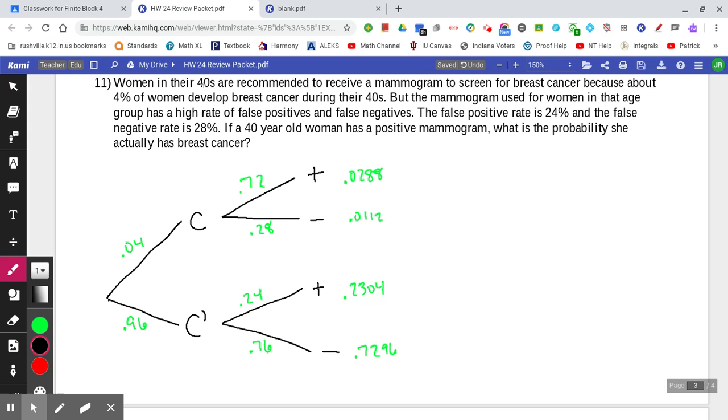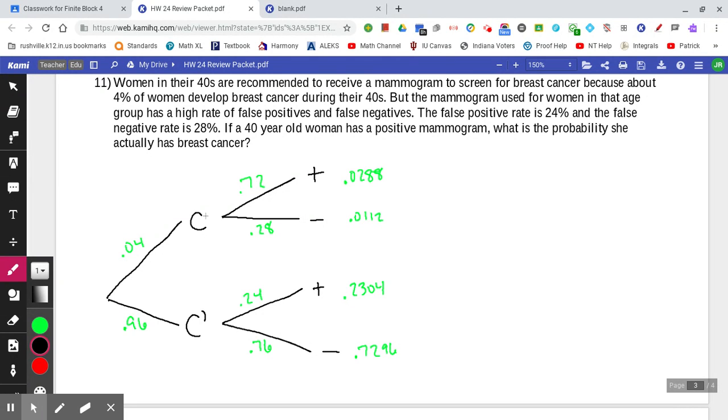And it said women in their 40s, that about 4% of women develop breast cancer. So breast cancer, that's going to be 0.04, and then complement rule, 1 minus the 0.04. So this is describing women in their 40s. And this is data. I'm not exactly sure how old this data is, but at one point this data was based on true data. Anyway, then it talks about tests being positive and tests being negative.